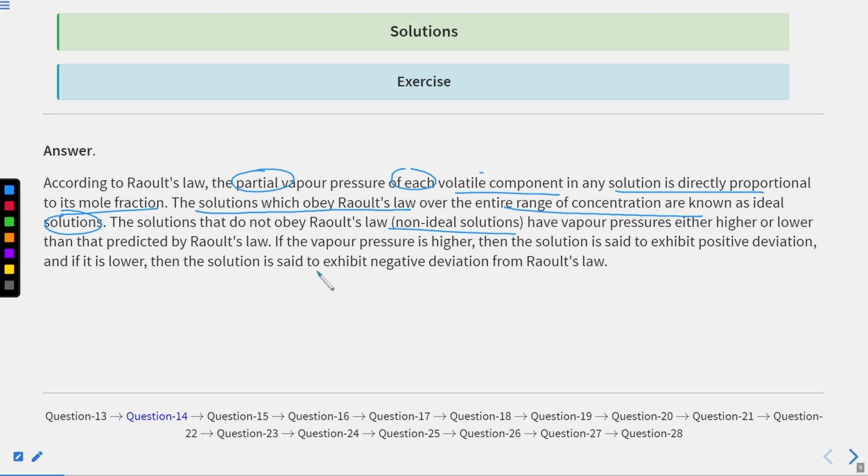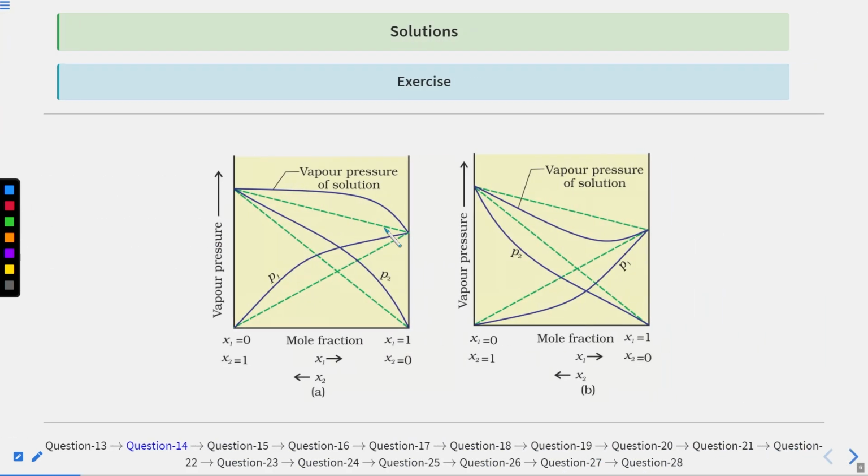If the partial pressure is more than expected, then we call it positive deviation. If the partial pressure is less than expected, then we call it negative deviation. Now if I talk about the graph, this is for positive deviation and this is for negative deviation. Here you can see that this is the ideal case, and due to positive deviation the partial pressure is greater than the ideal pressure, right?